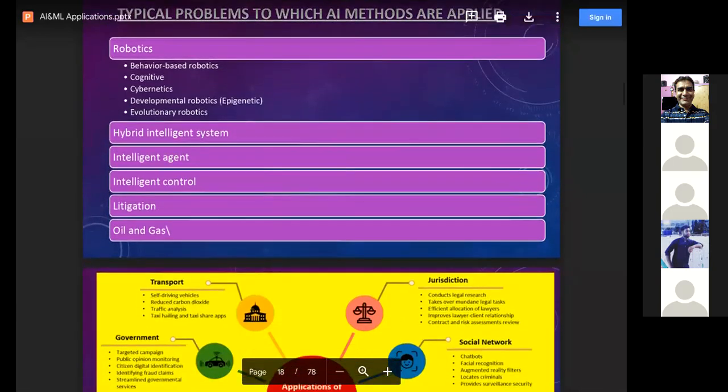Then you have robotics. Robotics basically deals with cognitive, cybernetics, developmental robotics, and then evolutionary robotics. Cognitive, I have told you, is based on cognition, how we think. All the thinking part is embedded with the help of how we think. And then cybernetics, all the parts are to be embedded. Then developmental robotics and evolutionary robotics mean that every time it sees a new situation, it has to remember it for future reference. That is evolving. Evolutionary approach.